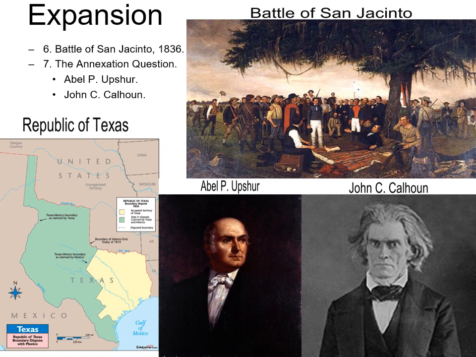Problem number two is you don't have a clearly defined border. Okay, so we annexed Texas. What are we getting? Is it what you see on that map in yellow to the Nueces? Or is it what you see on that map all the way in green to the Rio Grande? We don't know.